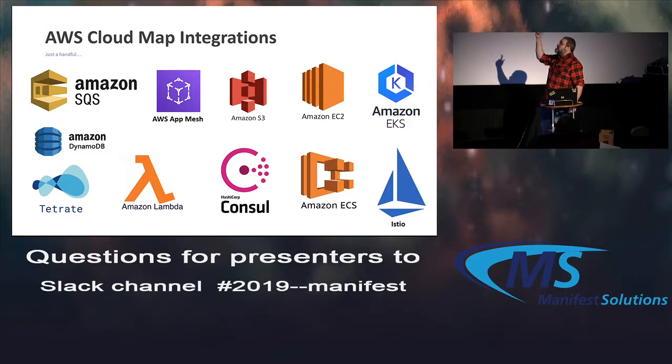And then look at all the AWS offerings that are up there: SQS, DynamoDB, Lambda, EC2, EKS, ECS. You're getting the idea. Amazon put a lot of thought into Cloud Map. For something that's visually so simple, it's amazing how powerful of a tool this is for you.